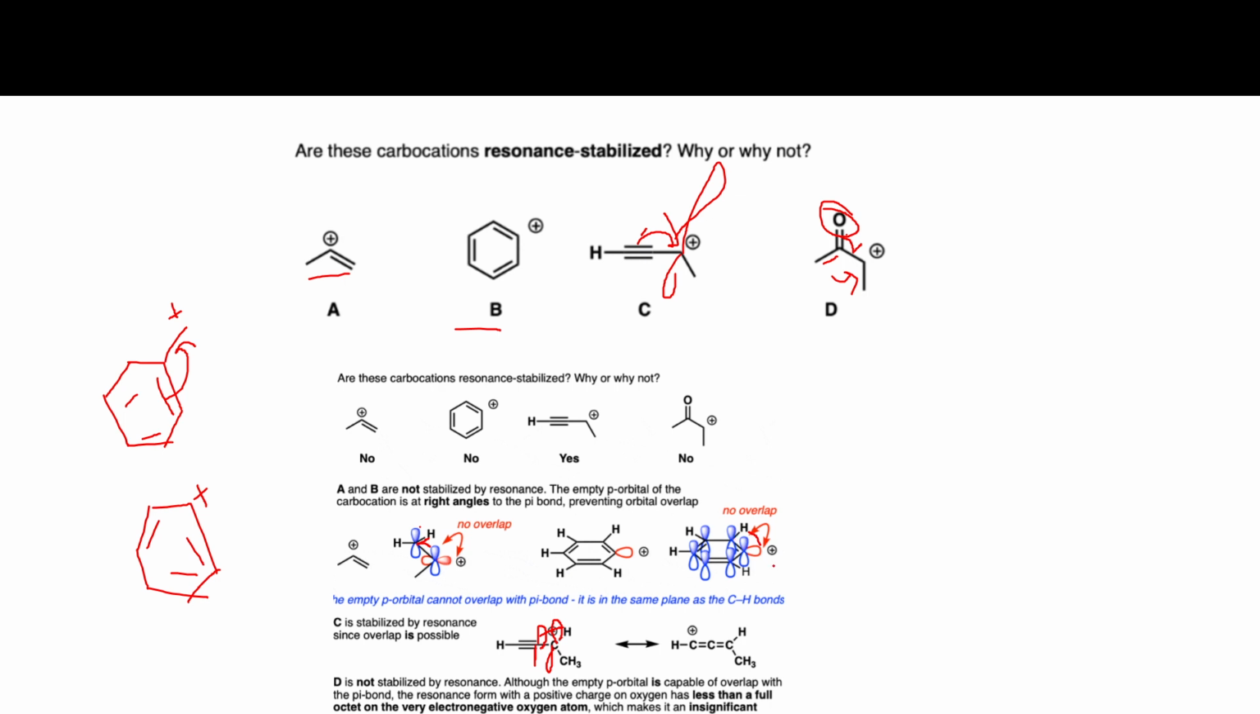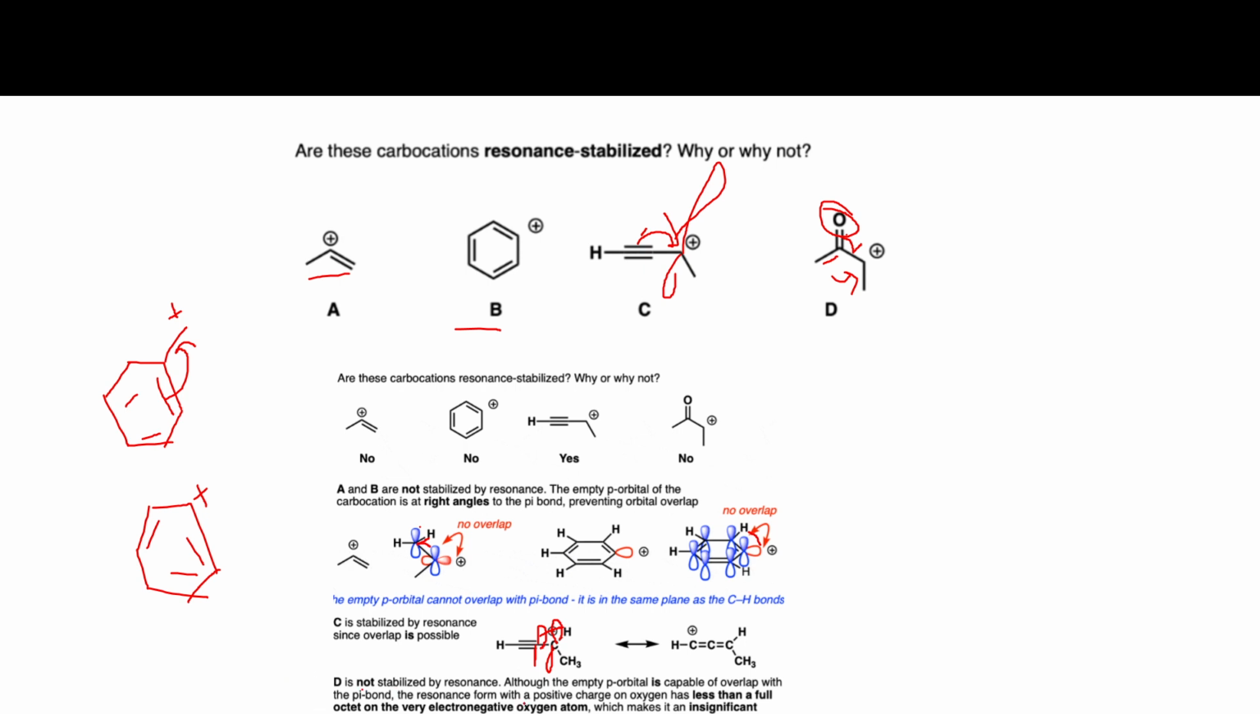In the next case, D is not stabilized by resonance, because if oxygen gives that electron, it will be O positive with only 6 valence electrons present. Any orbital that has 8 electrons, a full octet, will be stabilized, but this is not an octet structure, so it will not be stabilized. For this reason, resonance stabilization does not happen.